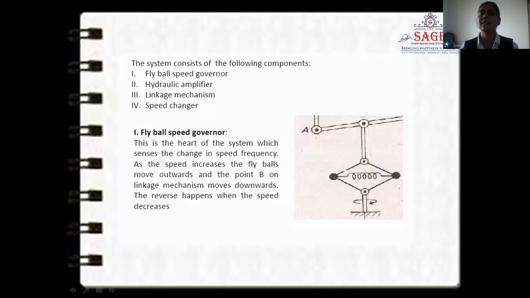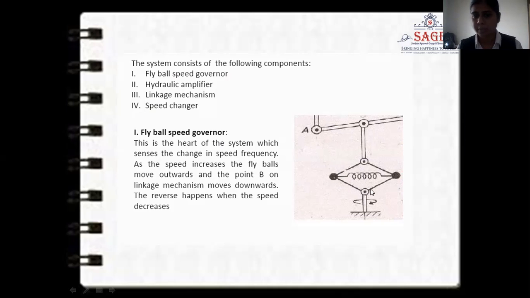Firstly, we will discuss one by one what the main parts of the speed governing system are. First one is the flywheel speed governor. Second one is the hydraulic amplifier. Third one is the linkage mechanism. And fourth one is the speed changer. Flywheel speed governor means what?